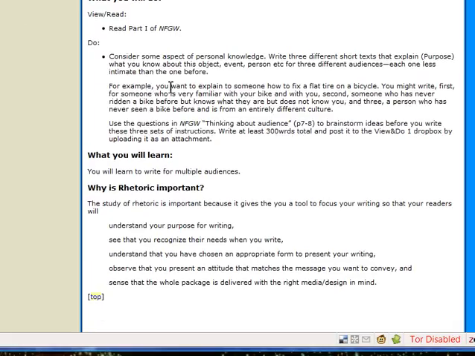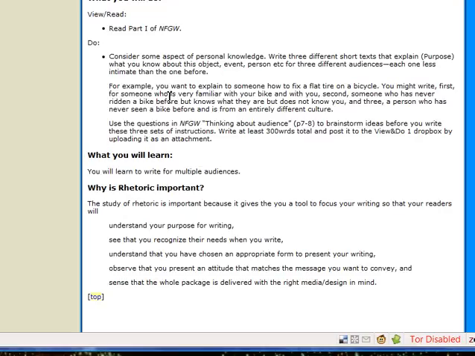For this one, consider some aspect of personal knowledge. Write 3 different short texts that deal with the purpose, what you know about this object, event, person, etc. for 3 different audiences, each one less intimate than the one before, intimate with you.